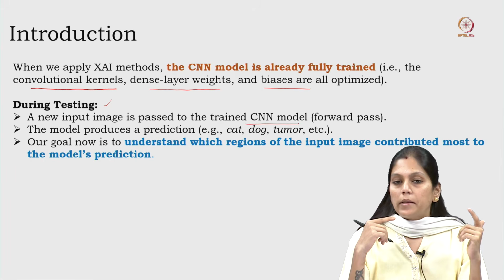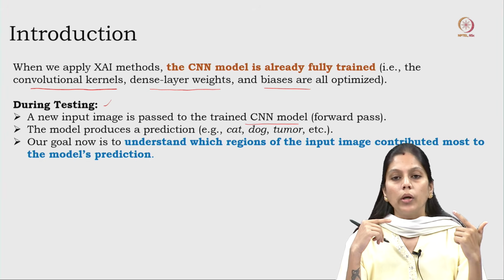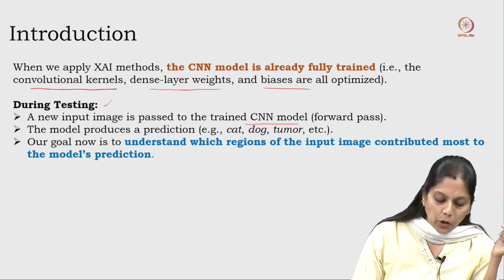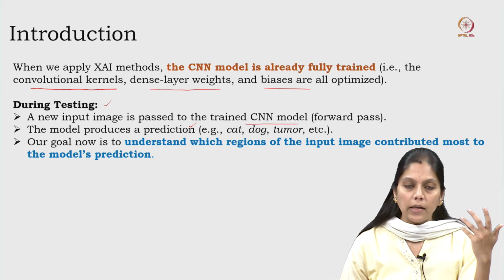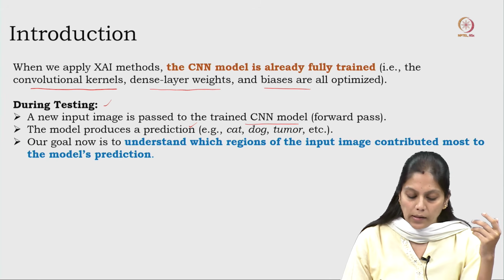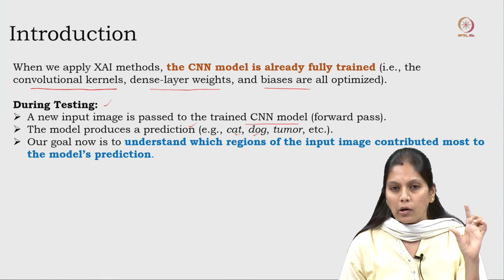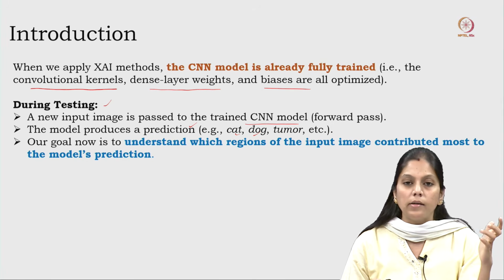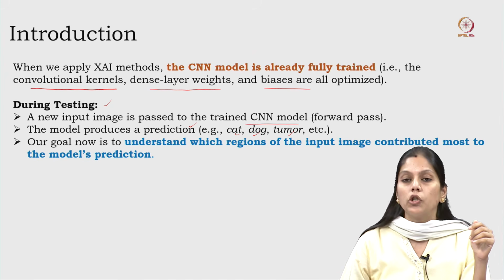Once the image is passed, for that particular image the model is going to give a prediction. So, the model produces the prediction. Suppose you are dealing with an animal data set, it is going to say whether a given animal is a cat or a dog, or if you are dealing with medical images, whether a particular tumor is a cancerous tumor, benign tumor or border case, it is going to give us the prediction.